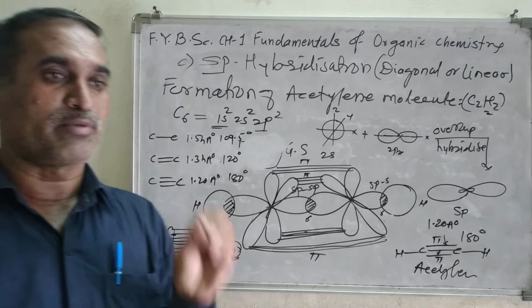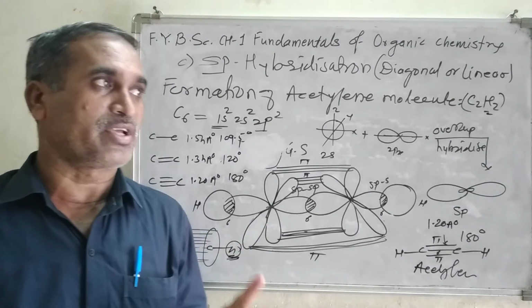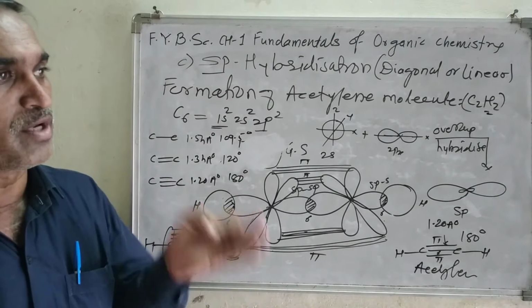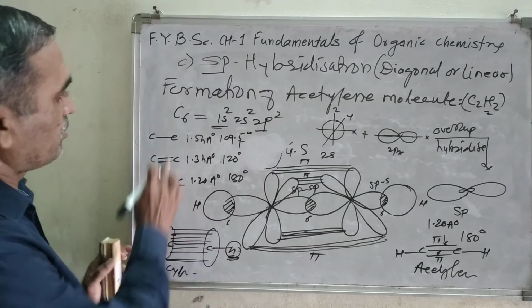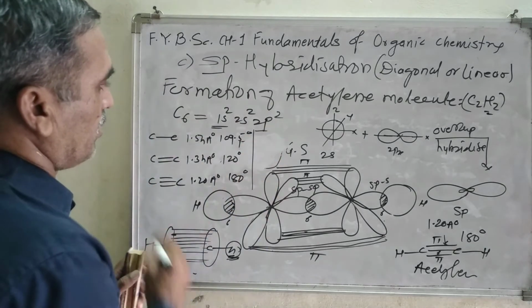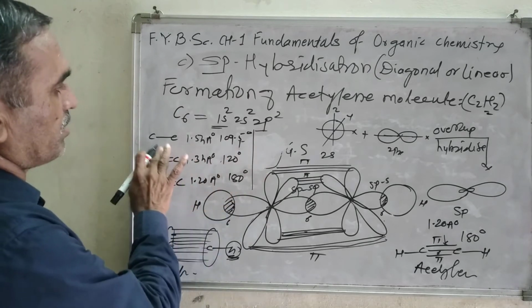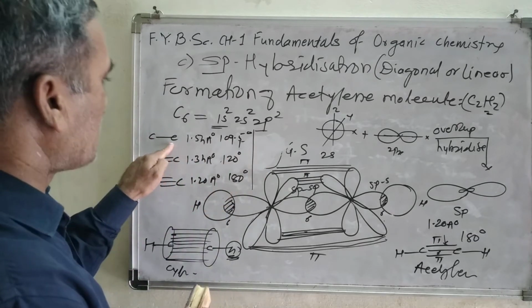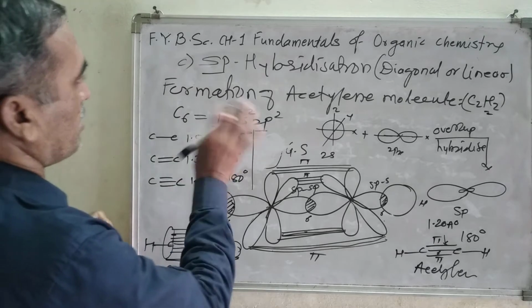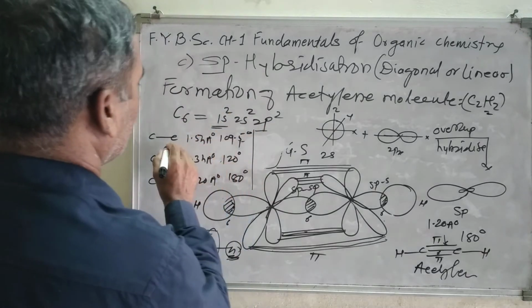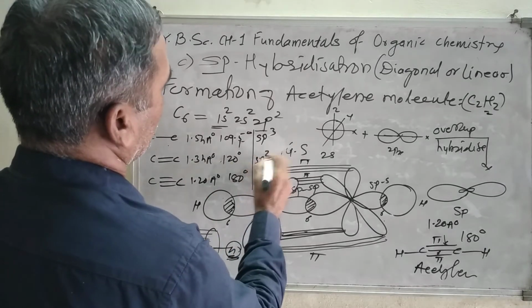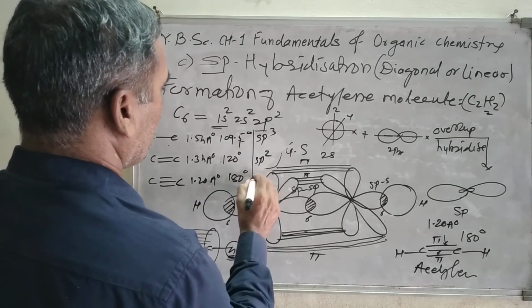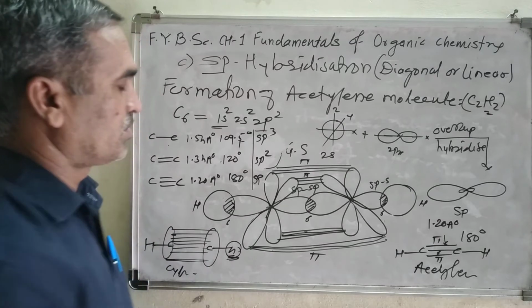Why are acetylenic protons highly acidic in nature? This is due to the presence of s character, because if you calculate the percentage of s character, we know that in an alkane the hybridization is sp3, here it is sp2 hybridization, and in this case it is sp hybridization.